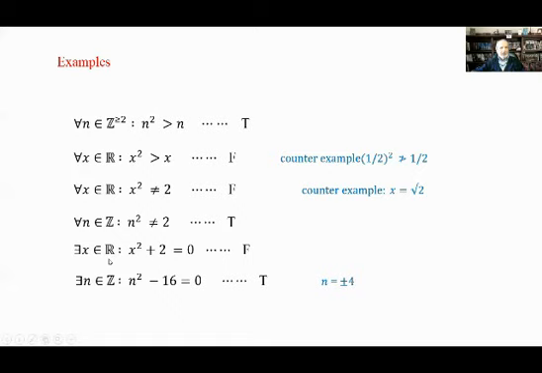There is x in R, x squared plus 2 is equal to 0. That's false. You can't find an x such that x squared plus 2 is equal to 0. There is n in Z, n squared minus 16 is equal to 0. That's true. n could be plus or minus 4. There's more than one.